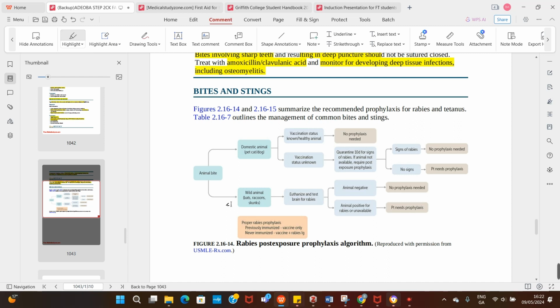If the dog or the cat that bit that individual is not available, the dog or the cat ran away, you must give post-exposure prophylaxis for cover, because you don't know the status of that dog and there's no way for you to test it.